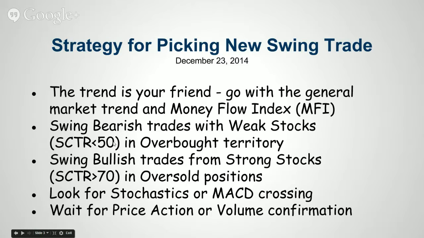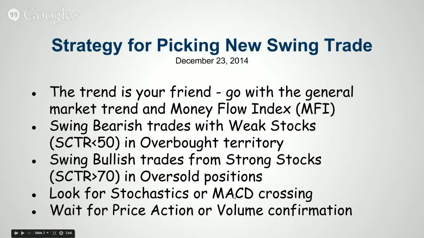I want the stock to be in overbought territory. When it's overbought, it tends to swing down, so I would pick this combination. If you want to swing up, if the market is bullish, you would go with swing bullish trades and use stronger stocks with an SCTR of greater than 70. You want to pick them up in oversold positions, because when they're oversold, they tend to swing back up when they're ready.